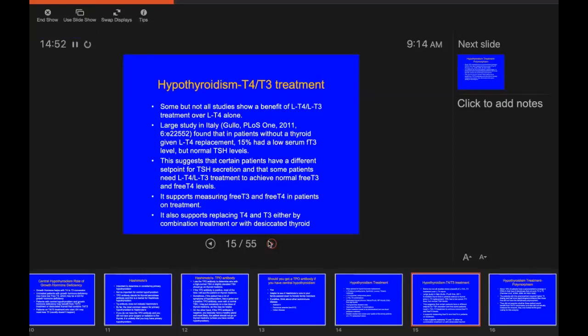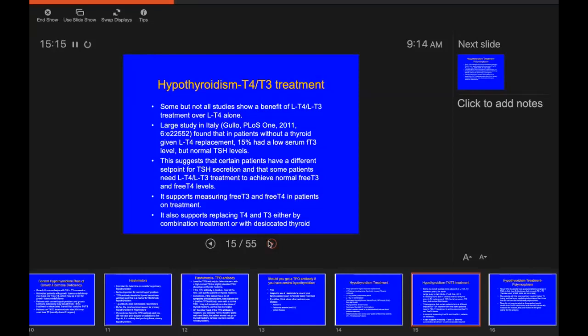My guess is more are not getting inside the cell. But this study shows that a lot of patients have low T3. These patients may have a different set point for TSH secretion, and many patients need a T4, T3 combination to achieve both normal free T4 and free T3, which I think everyone would say you should certainly do.